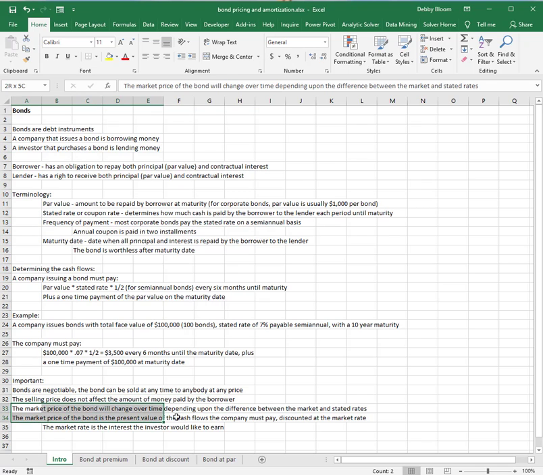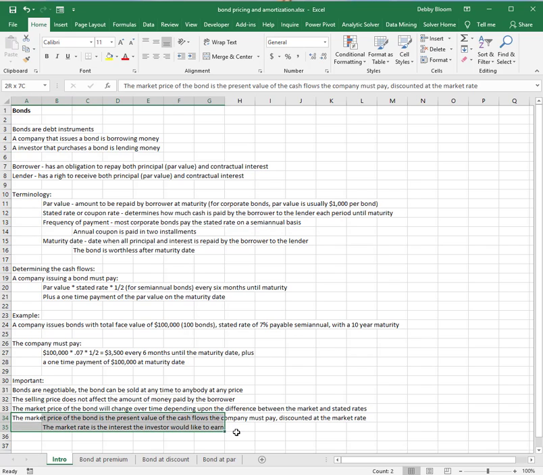Now, the market price of the bond will change over time depending upon the difference between market and stated rates. This particular bond is at 7%. In some economies a 7% return can be good, and in some other economies a 7% return can be bad. So the price of the bond will actually fluctuate over time depending on what happens to the market interest rate.